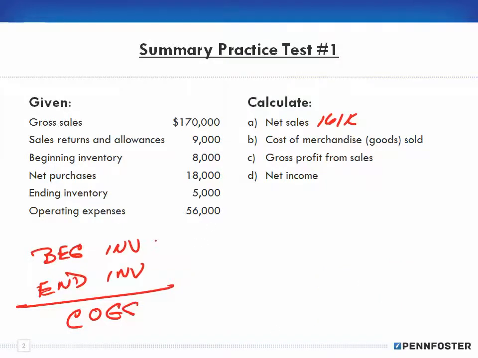So we start out here, our beginning inventory was $8,000, and our ending inventory is $5,000. Which means our cost of goods sold was $3,000. Now, this is on the most simplistic level.